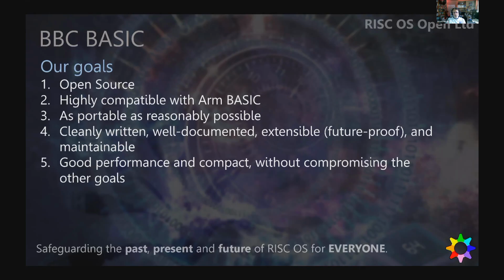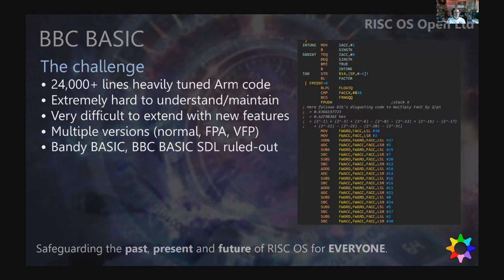So why is this so hard? It is over 24,000 lines of code. And if you just look at that, even if you can understand ARM code, that's hard to understand. But if you can't understand ARM code, you can see it's clearly gobbledygook. And you can see even the comments, the few comments that are there, here follows DJS's disgusting code. It literally is mad. You just sit there not understanding how it works. And so there's a hard intellectual job just to understand how it works.